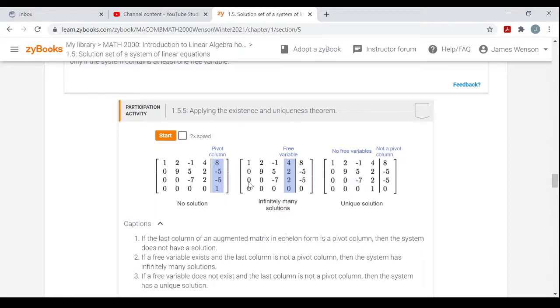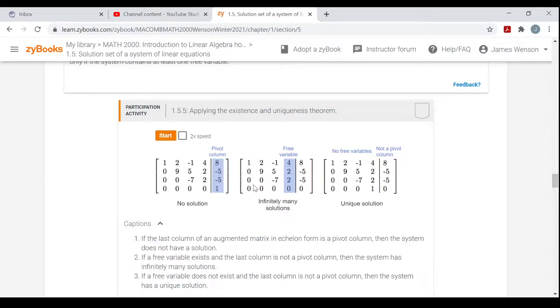This second one, this middle matrix, is in echelon form. And notice how x1 would be a free variable, x2 would be a free variable, it's a pivot column, a basic.